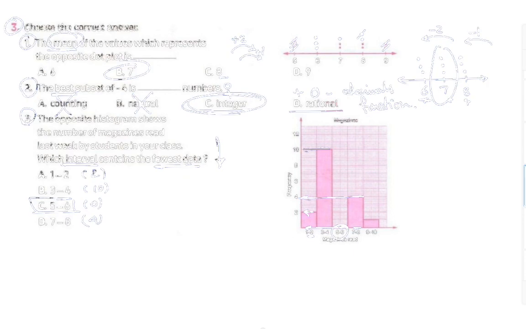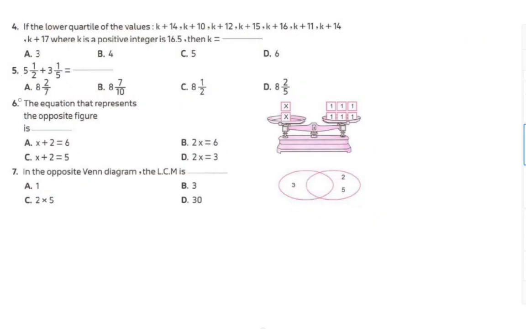Let's continue. We have here questions 4, 5, 6, 7. I will start with point 7. In the opposite Venn diagram, the LCM is... So you remember the Venn diagram? We have two numbers. Each number has a separate circle, but these two circles intersect here. In the intersection we put the common factor, and the rest are non-common factors.